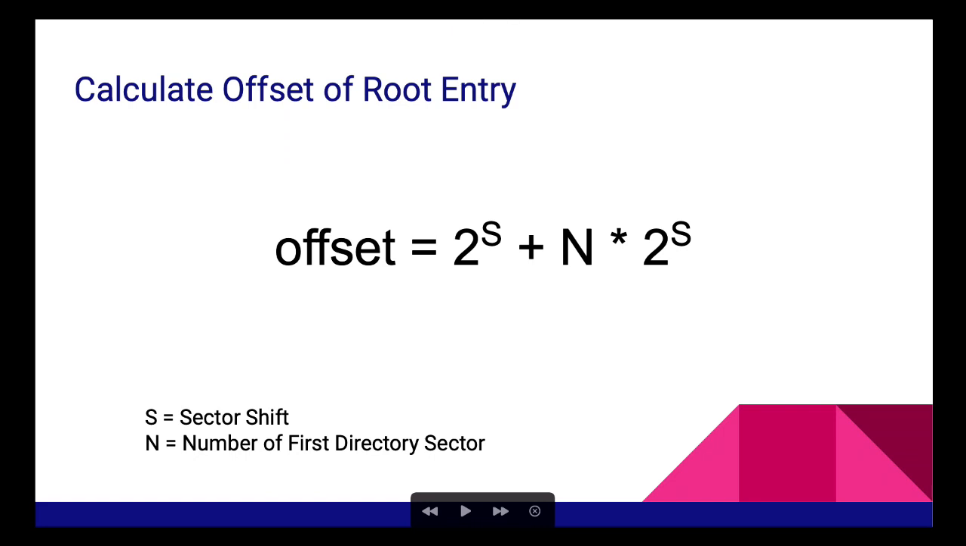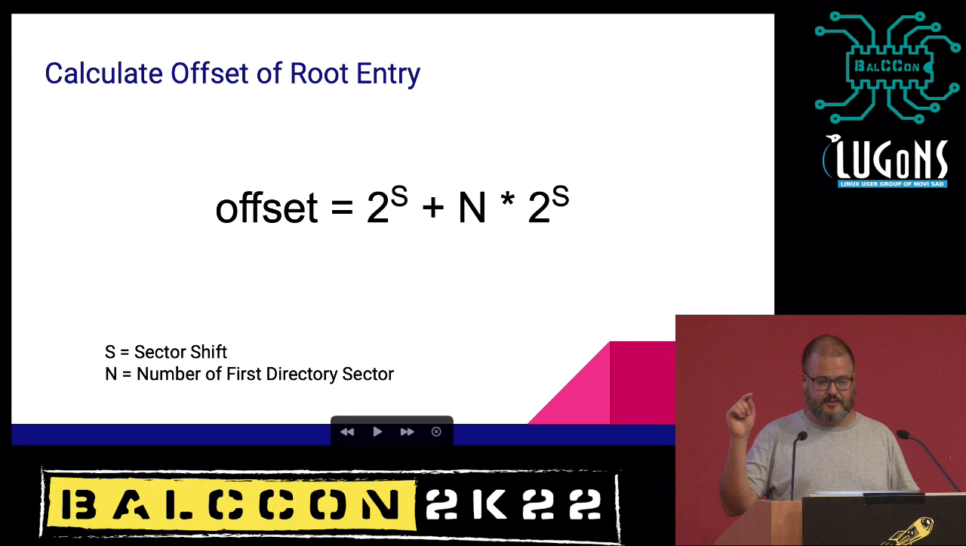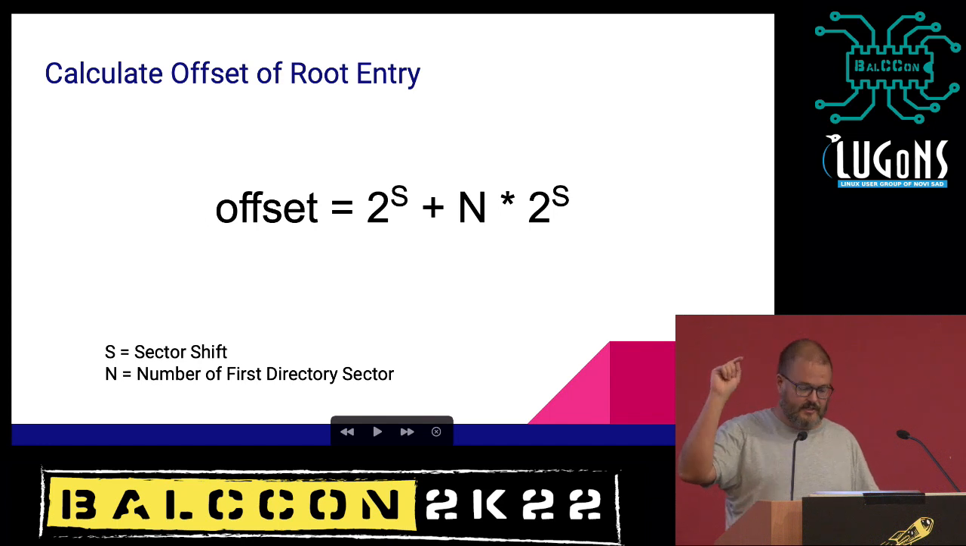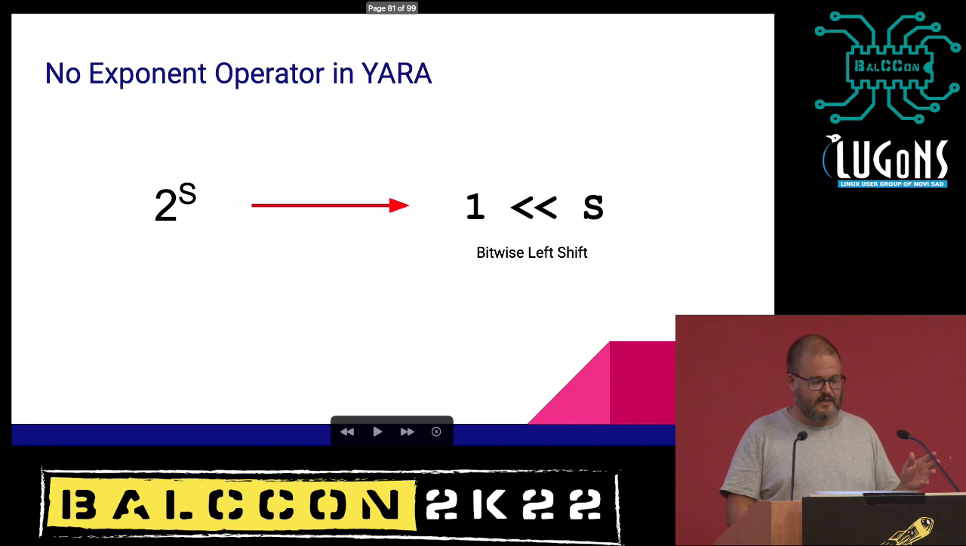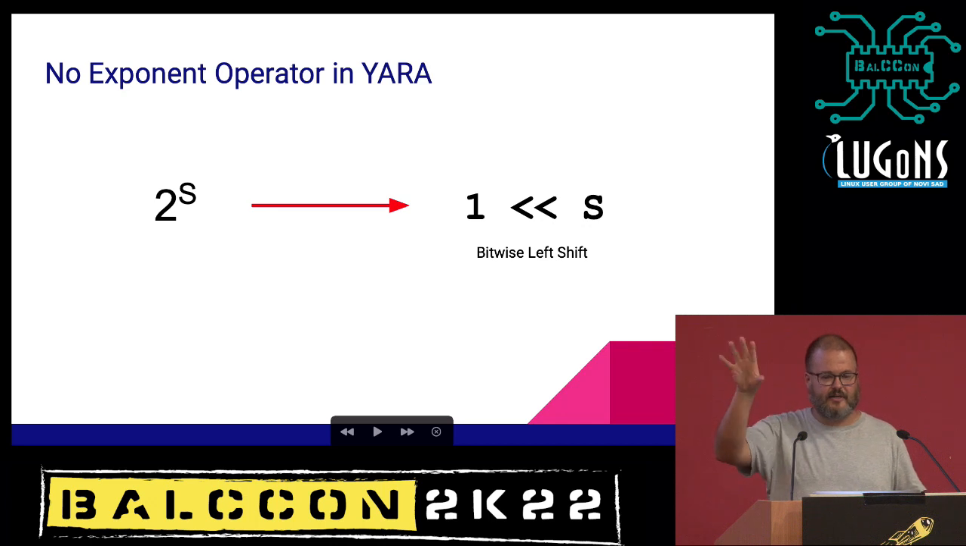This is the calculation that you need to use as the equation. The offset is 2 to the power of s, where s is the sector shift, plus n, the number of the first directory sector, times 2 to the power of s again. Now, this has a little bit of an interesting twist, because there's no exponent operator in Yara. You don't have a way to do an exponent, so there's no caret operator. What you have to do is a bitwise left shift to calculate the exponent. So you take 1 bitwise left shift by s, okay? Told you we're getting into some more complex math.